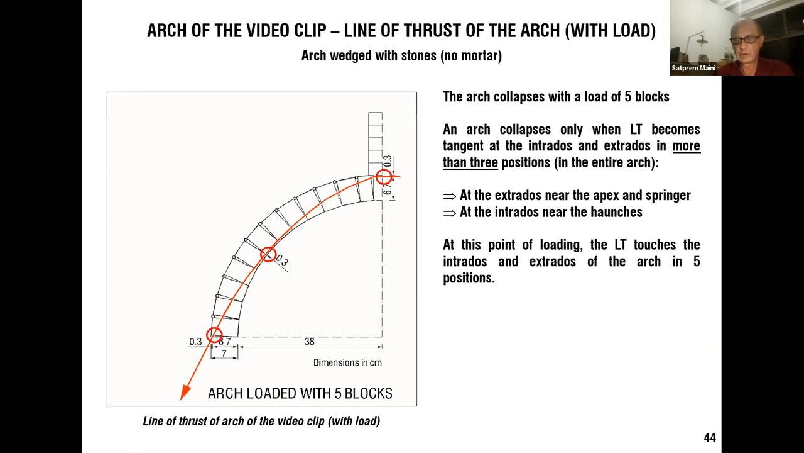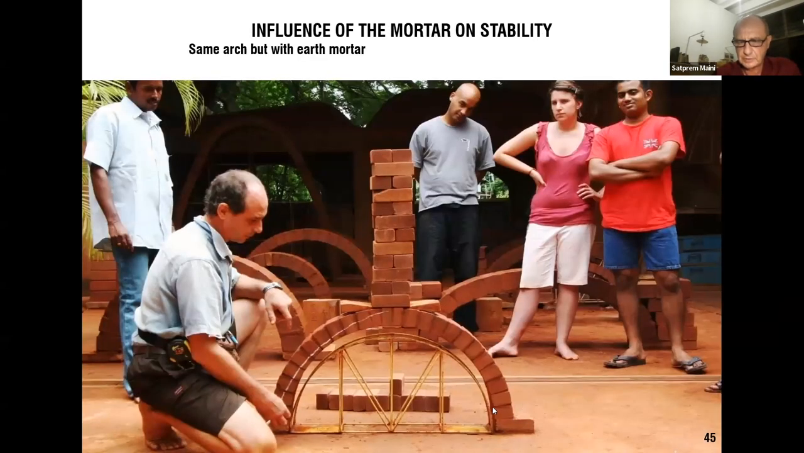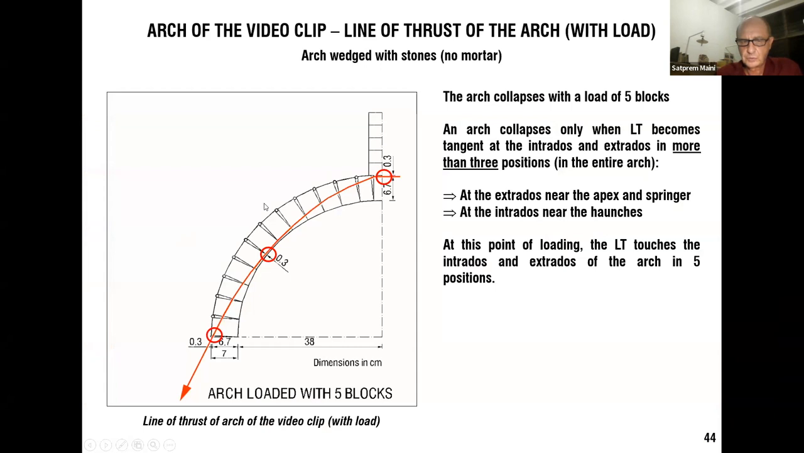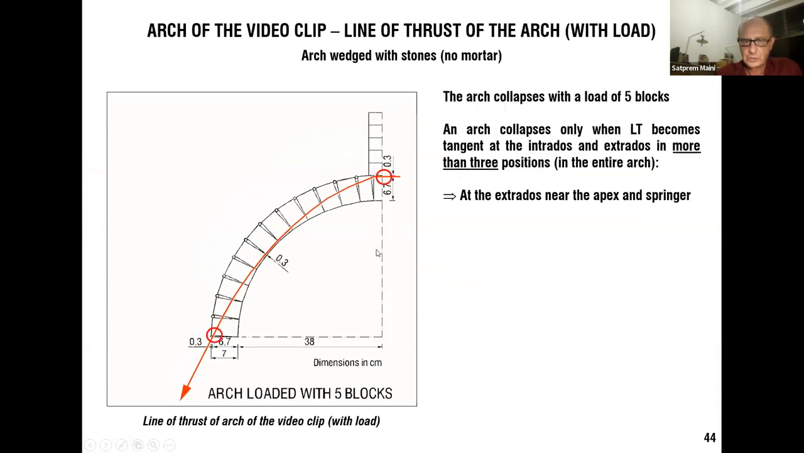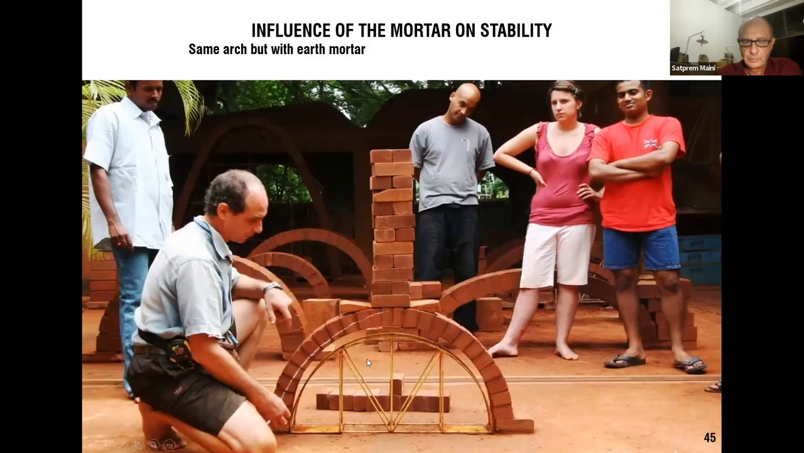So, example now, we have the same arch, same thickness, 7 centimeter thickness, 76 centimeter span. I draw here the line of thrust, which is before putting the load. You can remember this one. This is what I drew with the funicular study, which is more or less what I have drawn on this arch here, okay? And then we put a lot of load, but the arch is still resisting.